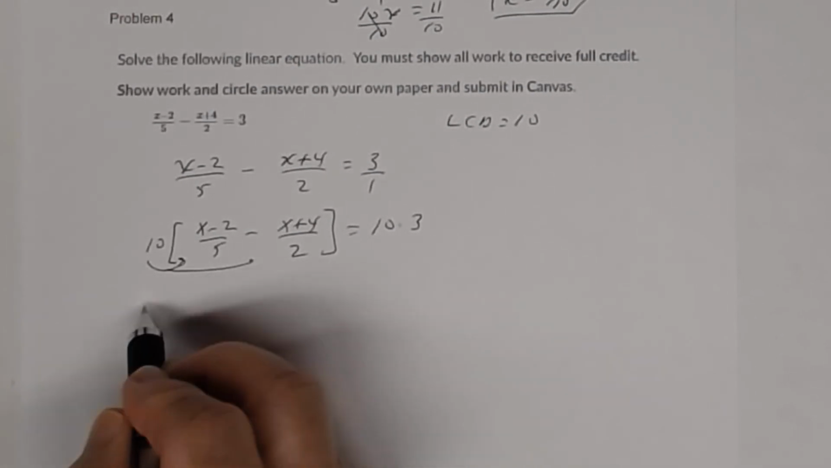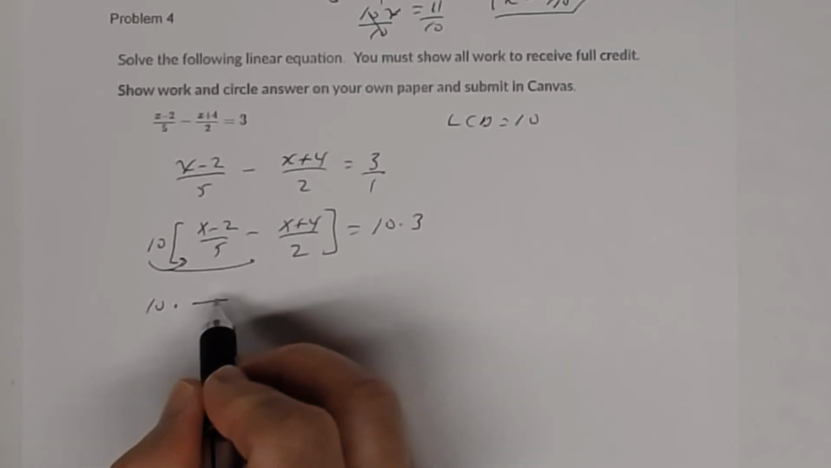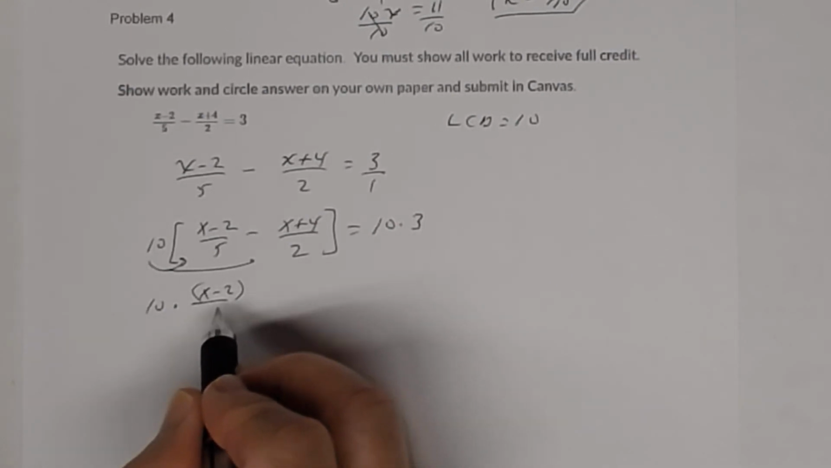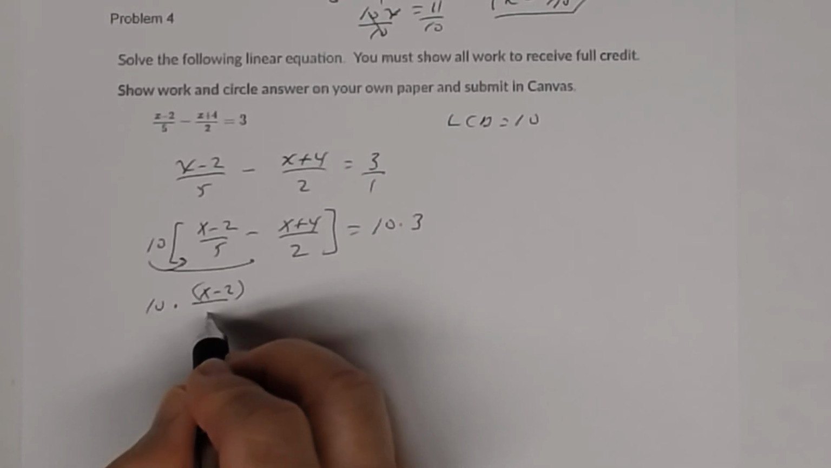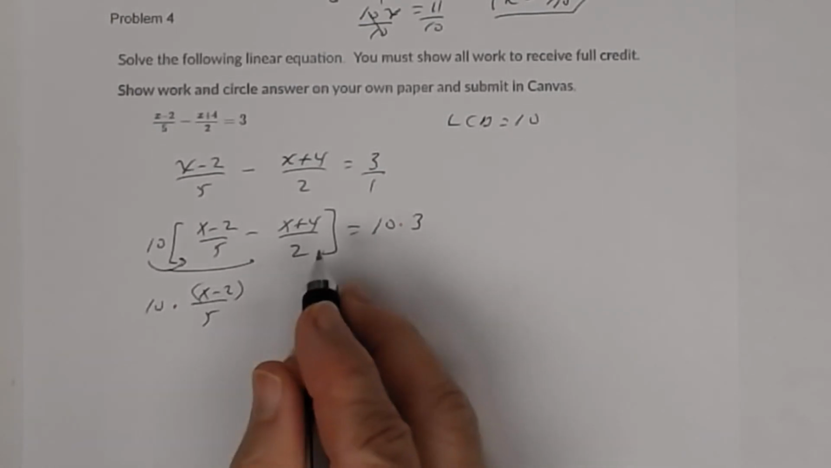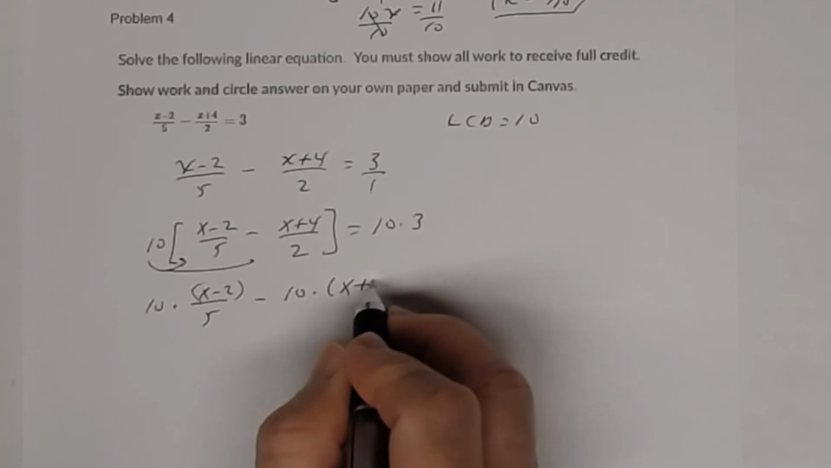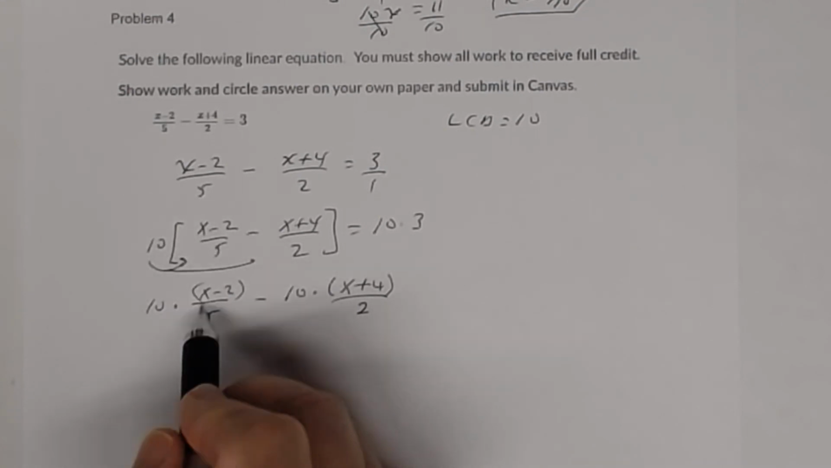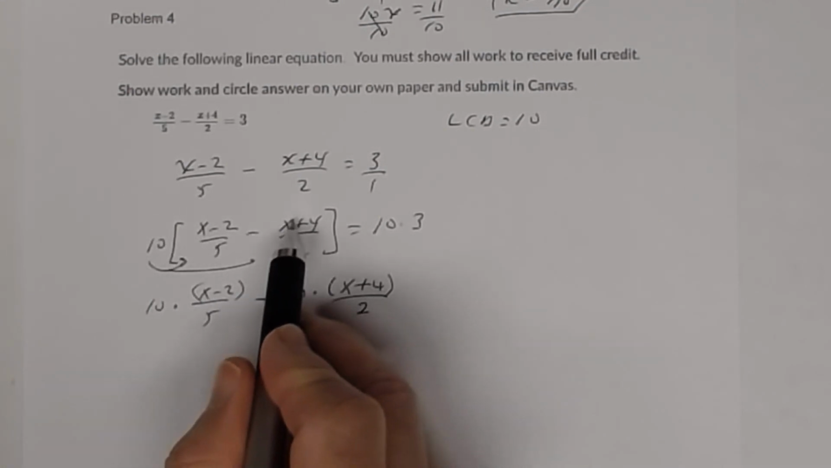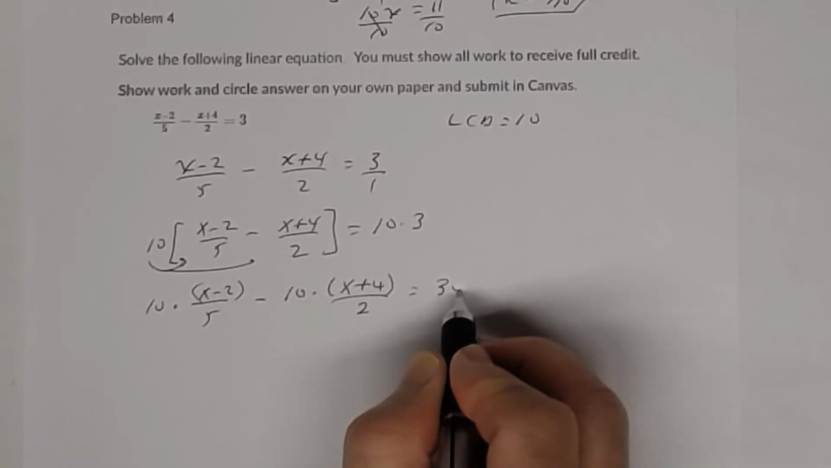Distributing, I get 10 times this fraction. I'm going to put the numerator, though, in parentheses just to be careful. So this numerator needs to be put in parentheses, divided by 5, and there's a reason you need this to be in parentheses, minus 10 times, same thing here, (x plus 4) in parentheses, divided by 2. So 10 times this fraction, which is what you see here, and then 10 times this fraction is what you see here, and that's going to equal 10 times 3, which is 30.